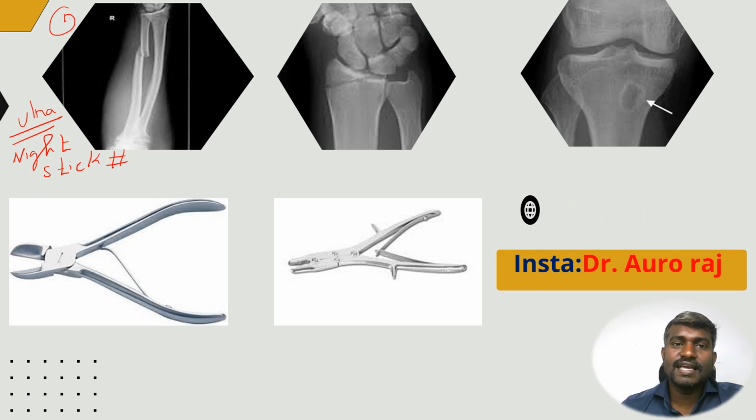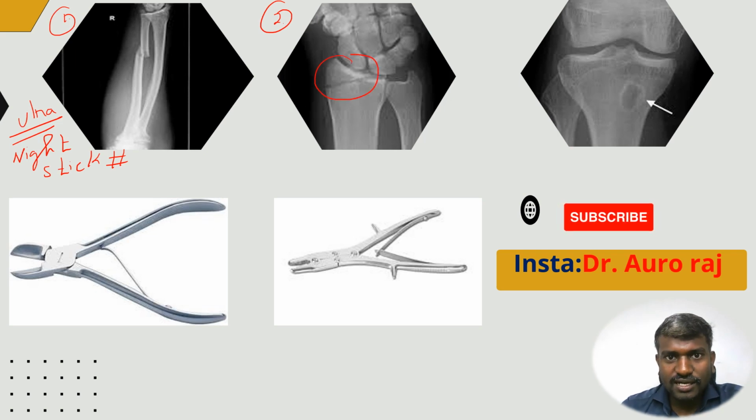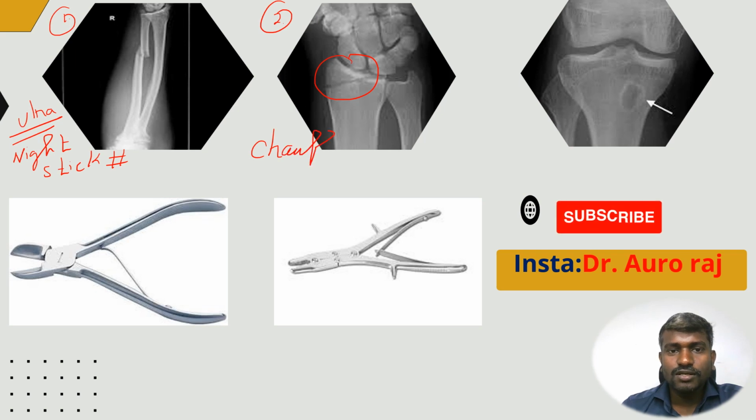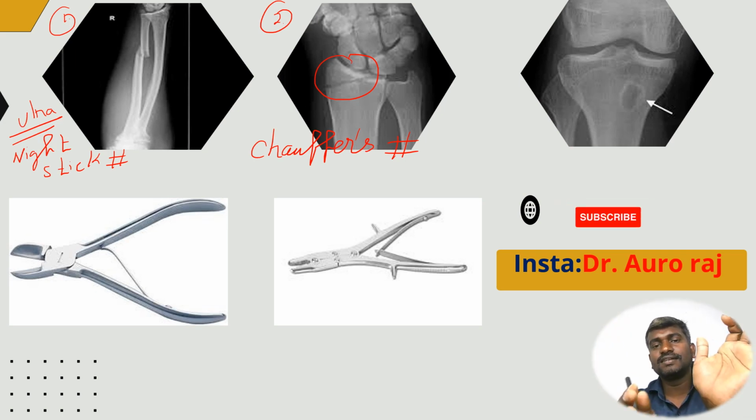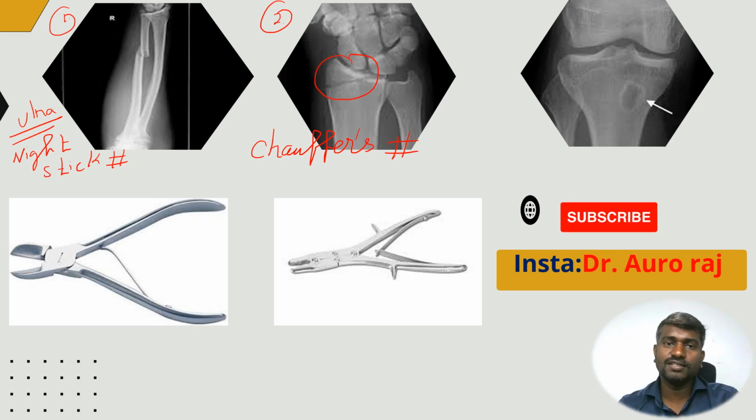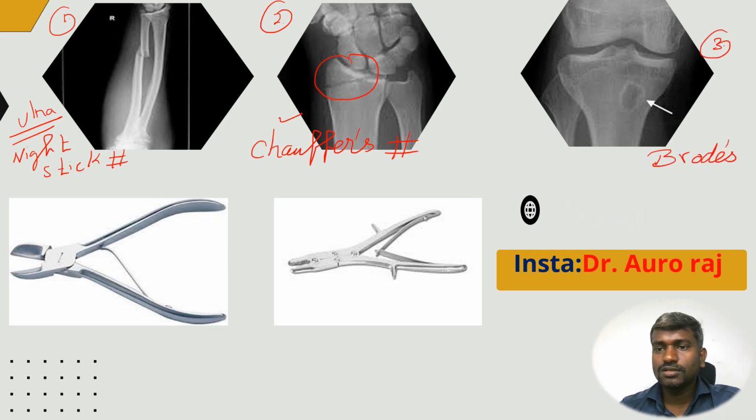Great. And the second image, this is called as what? You can see the radial styloid process fracture at the distal part. This is called as Chauffeur's fracture. Chauffeur in French means driver. So when the driver is driving the car, when he's holding the steering, and if he meets with an accident, this part of the bone is going to be fractured. It is called as what? Chauffeur's fracture. And number 3rd is going to be Brodie's abscess. This is going to be Brodie's abscess.